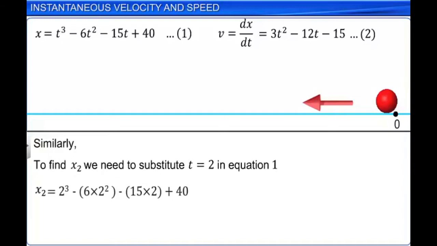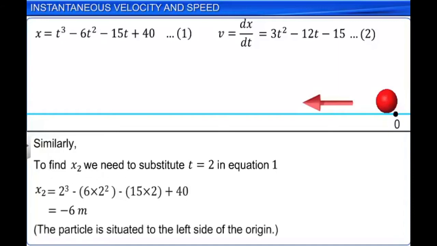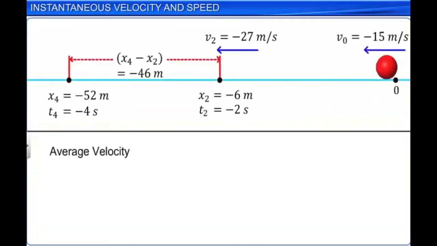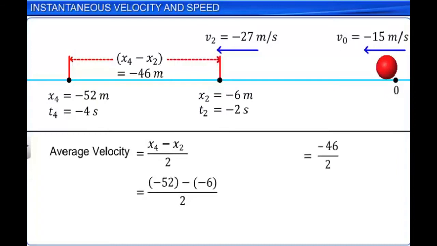Average velocity is equal to (x4 - x2)/2 = (-52 - (-6))/2 = -46/2 = -23 meters per second. Therefore, the average velocity between t = 2 seconds and t = 4 seconds is -23 meters per second.